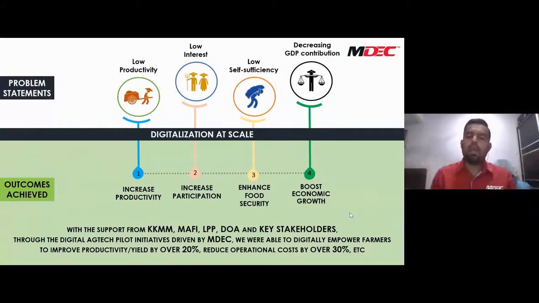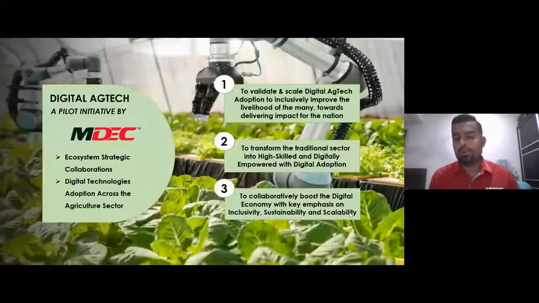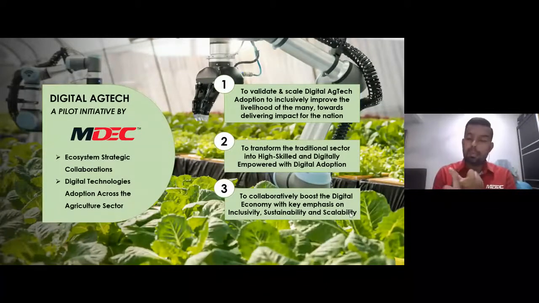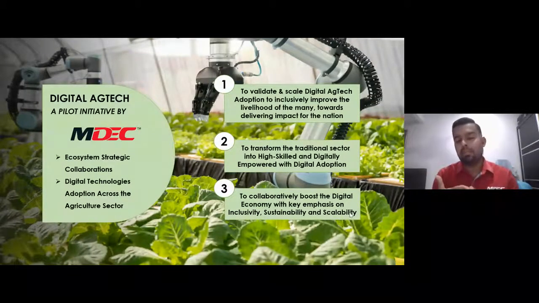Now, with the support of key stakeholders that you see at the bottom, the Ministry of Agriculture and Food Industries, known as MAFI, the National Farmers Association or Authority, and the Department of Agriculture, we, through the initiative called Digital AgTech, have done various pilot projects in the space of data-driven solutions to empower farmers to increase productivity, reduce operational costs, and of course, increase their income. From a farmer's perspective, at the end of the day, what they are interested in is how data can increase their productivity, increase their income, and reduce operational costs.